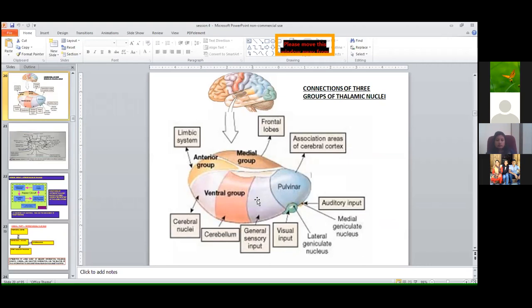In the most posterior part, to the general sensory input, the 3-1-2 area function area. Then the pulvinar part of the thalamus, which has two bodies, a lateral geniculate body and a medial geniculate body. The lateral geniculate body is related to the visual cortex and the medial geniculate body to the auditory cortex. So these are the important nuclei, divisions, as well as the connections of the thalamus nuclei.